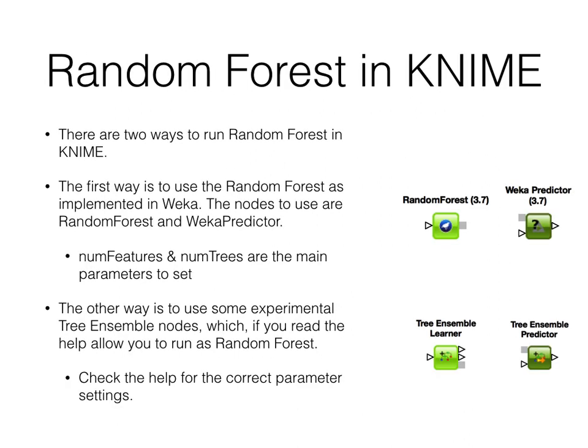So there are several ways to do random forest in KNIME, and the first way is to use the random forest as it's implemented in Weka. So remember that KNIME gives you access to all of the Weka predictors. So the first way is just to use the random forest node in Weka, and then we use the Weka predictor. And there are several parameters in the configuration panel for random forest, and the two main ones are num features, that's that M that we talked about earlier, and num trees, which is the number of trees to build.